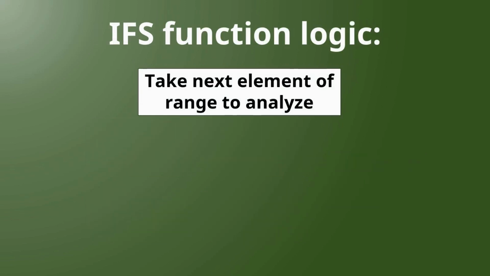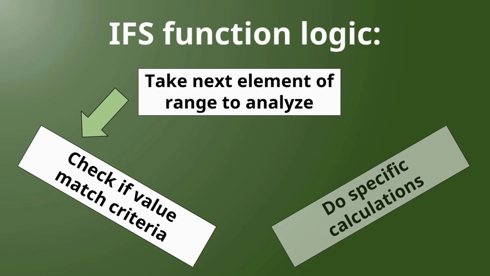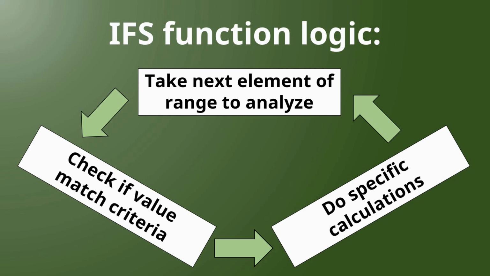Everything starts with step number 1, where we take the next element of the range to analyze. Then we check if the value matches the criteria. Next, we do specific calculations and return back to the next element. So we have a loop that goes through all the elements in the range to analyze, checks the respective values in the condition range, and checks if they match the conditions. As a result, now we can create an algorithm to write our function.